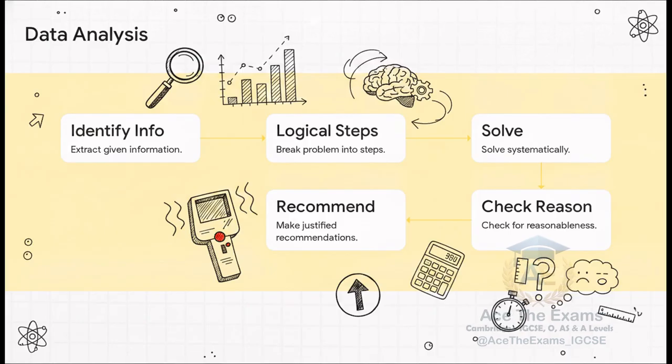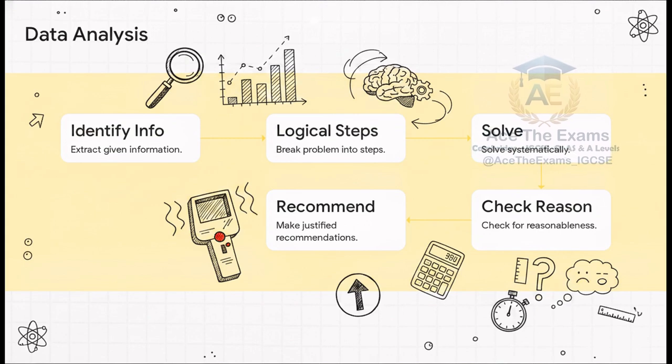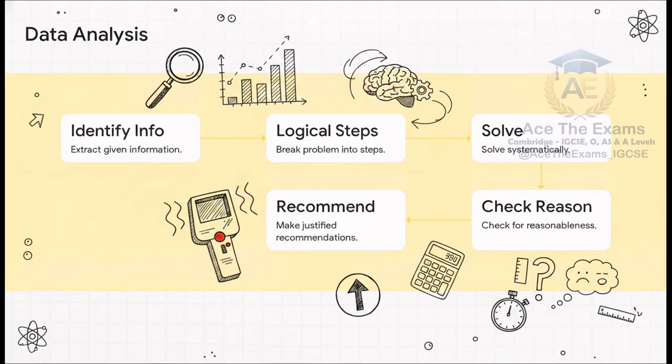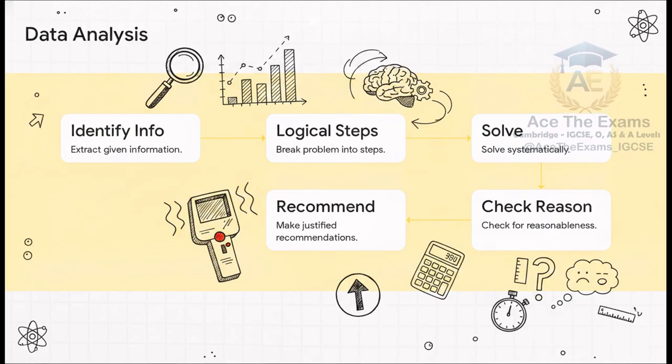If they give you a total count rate over 10 minutes, your first logical step is to mathematically divide by 10 to get the counts per minute. Step 3 is to solve systematically, which usually means subtracting the background radiation. Step 4 is absolutely critical. Check for reasonableness. If your calculated background radiation is 5,000 counts per minute in a normal classroom setting, you have definitely made a math error.